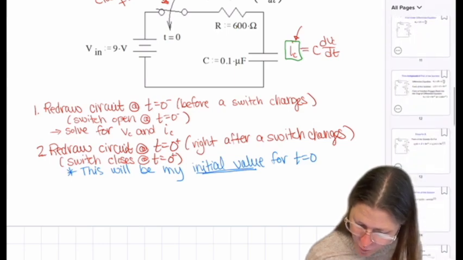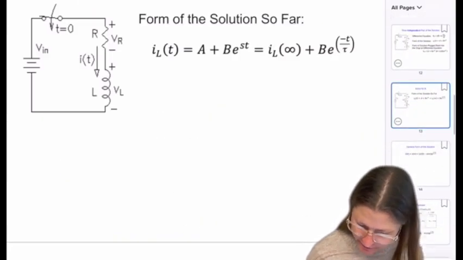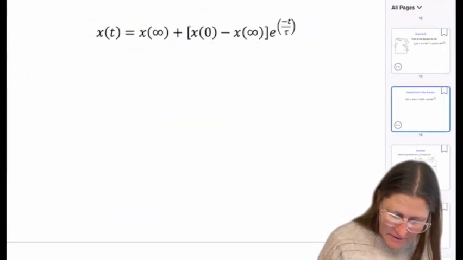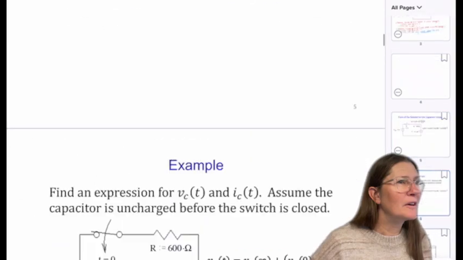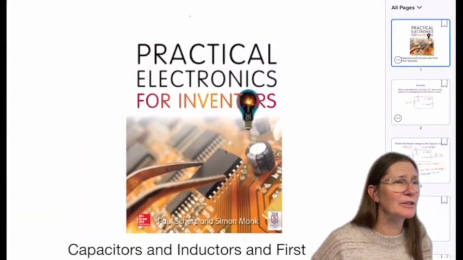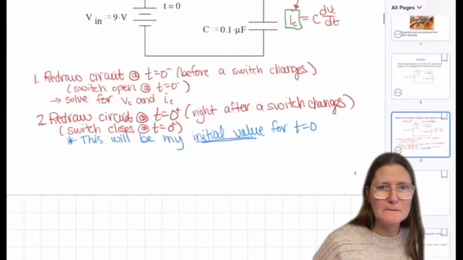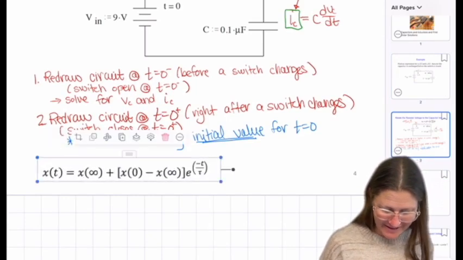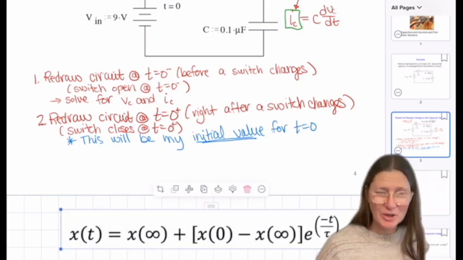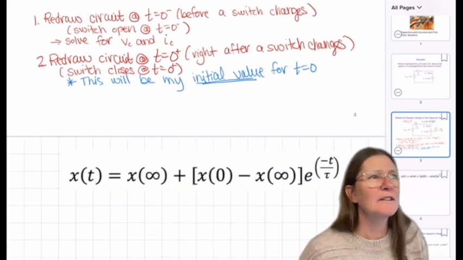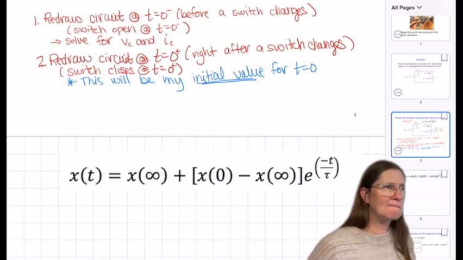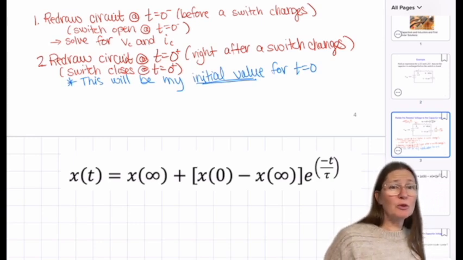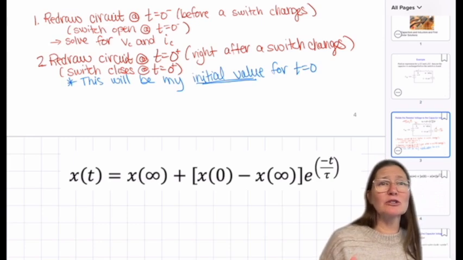Back up one second. Why am I redrawing these circuits? Why am I finding these values? For what reason? Hint: what is this equation for? It could be voltage across the capacitor. X can be any variable in your circuit.